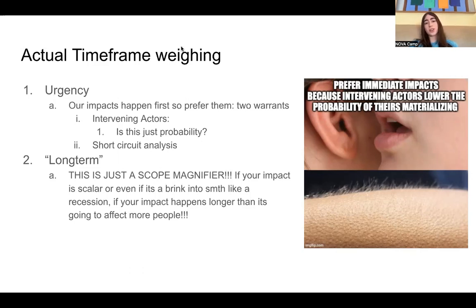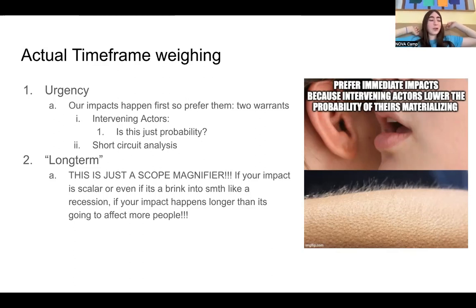Second thing is short circuit analysis. If your impacts happen first, then your impacts have the ability to prevent their impacts from happening, right? So this is basically just short circuit weighing, but I put it under here because I think short circuit weighing is just time frame. Again, I hate buzzwords. This gets really confusing. But if your impacts happen sooner than your opponent's impacts, then your impacts materialize and have the ability to prevent your opponent's impacts from happening. So it solves everything. Yay, hip, hip, hooray, right?